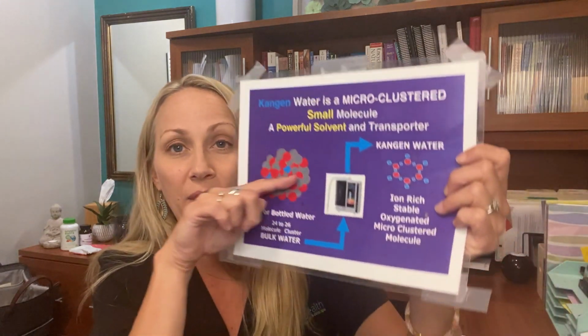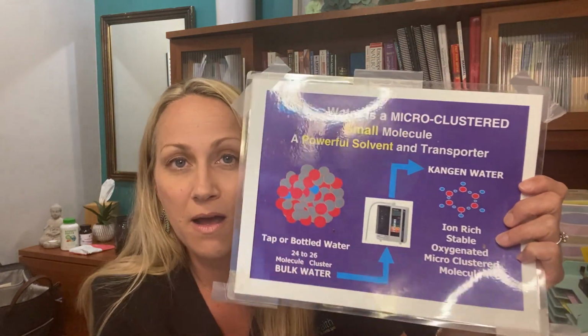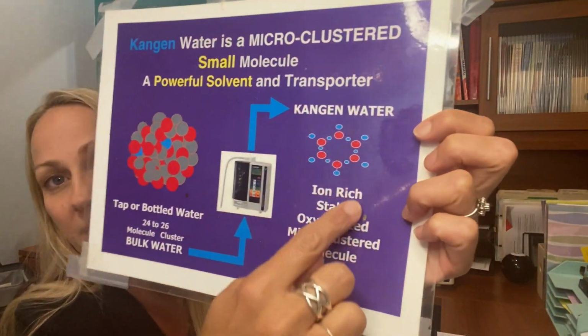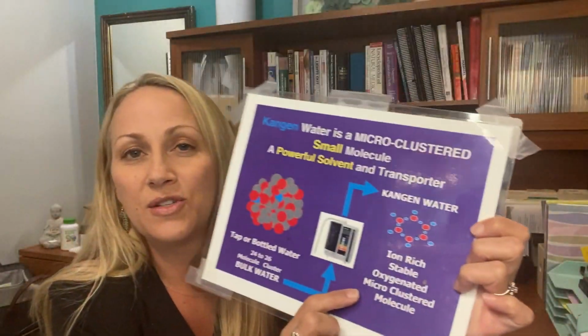So when you drink the Kangen water, it's going through the machine and it's actually getting electrocuted. It's getting energized. We're splitting up the bonds. So now we're breaking up the bonds that the hydrogen and the oxygen, how it's been bound. And so now that's going to become more readily available. And so we're going to have this very stable, ion-rich, micro-clustered molecule.